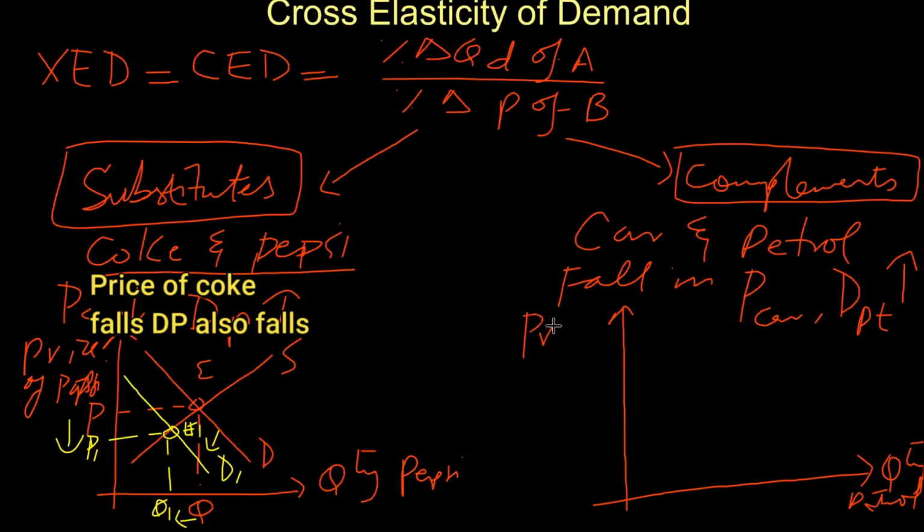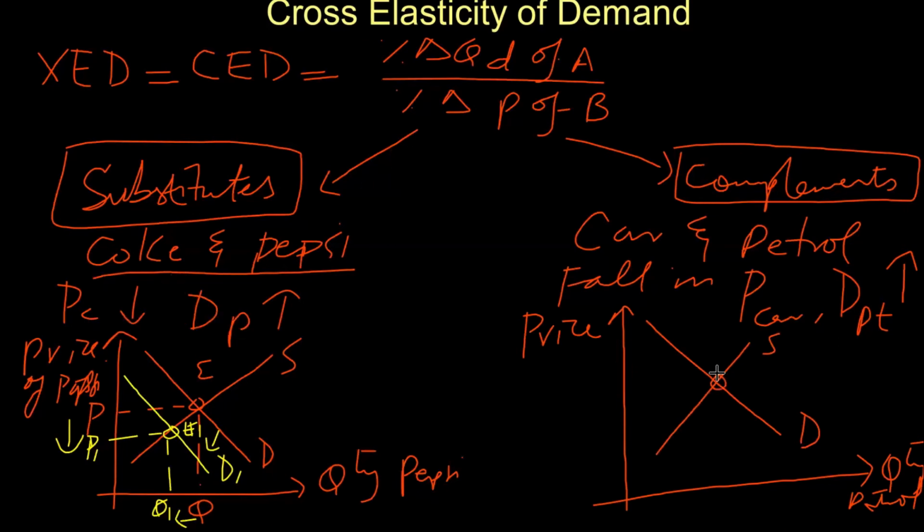Then price of petrol on Y. So this is demand for petrol and this is supply of petrol. Initial equilibrium is at point E. We can label initial equilibrium as E, where price of petrol is P and its quantity traded is Q.